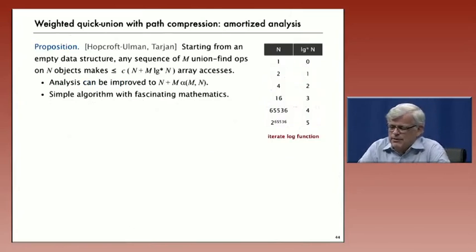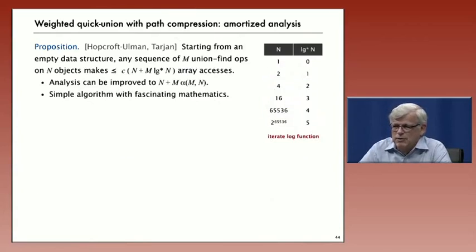Now, people discovered this algorithm rather early on after figuring out the weighting, and it turns out to be fascinating to analyze, quite beyond our scope, but I mention this example to illustrate how even a simple algorithm can have interesting and complex analysis.